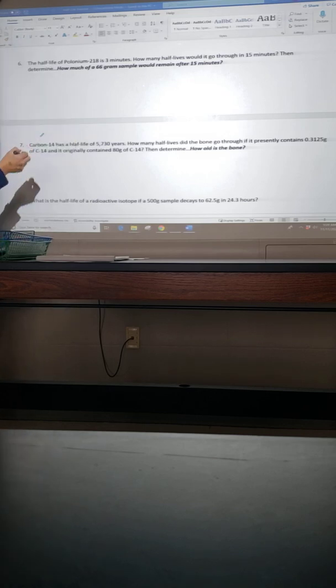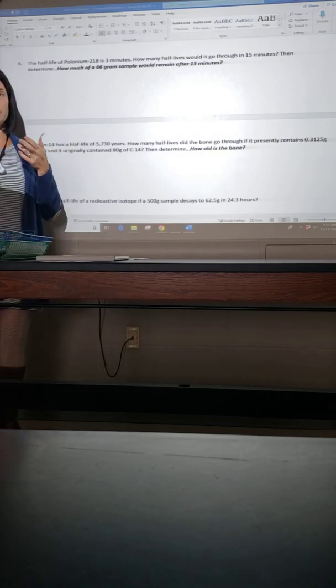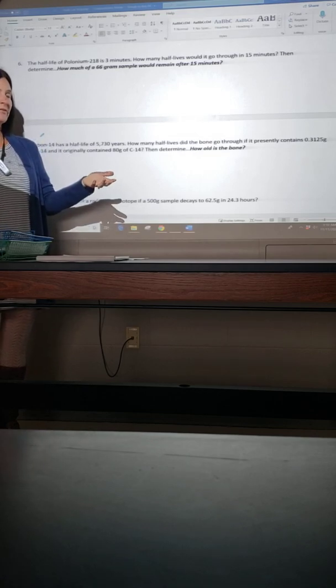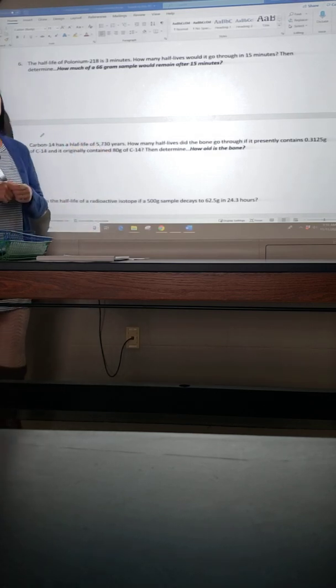All right, so following our little strategies, it says the half-life of polonium-218 is 3 minutes. How many half-lives would it go through in 15 minutes? Then determine how much of a 66-gram sample would remain after 15 minutes. So it actually has it worded for 2 parts. The first one didn't, right? We just knew we had to solve for the number of half-lives before we could solve the rest of the problem. So give me a piece of information that's given in this problem that we need to underline.